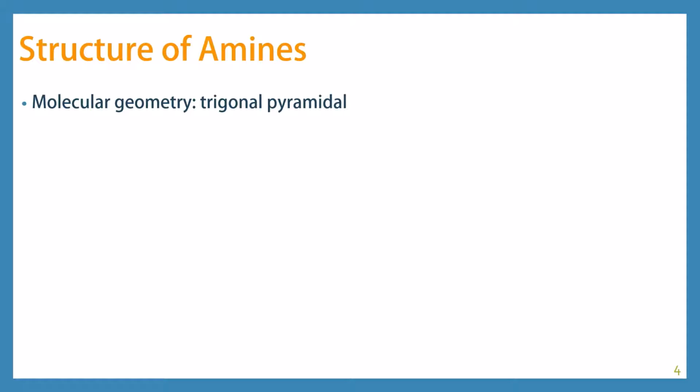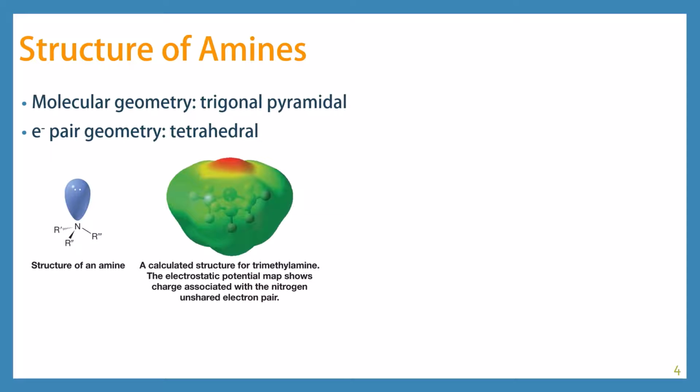Okay, so we also need to think about the structure of amines before we go into their chemistry. It's important to know their geometry and especially the electron pair geometry before you move on. So the molecular geometry of an amine is trigonal pyramidal. The electron pair geometry is tetrahedral.